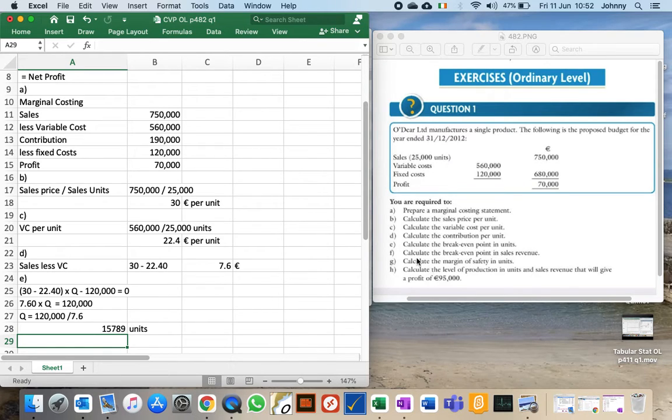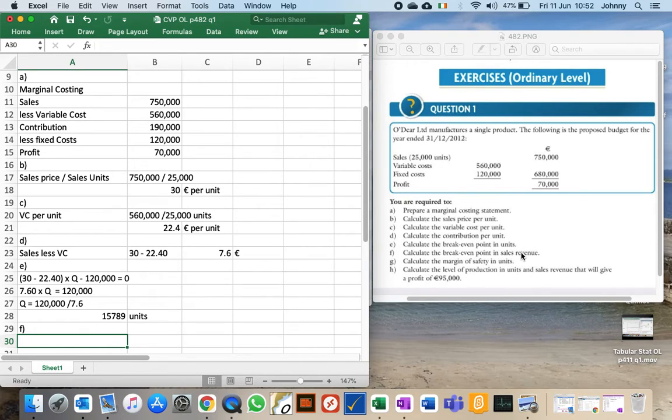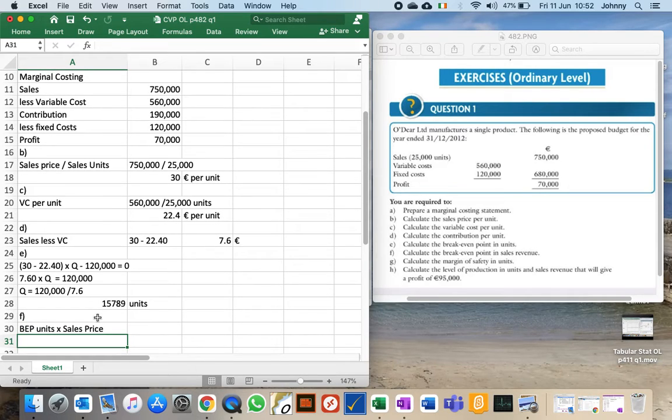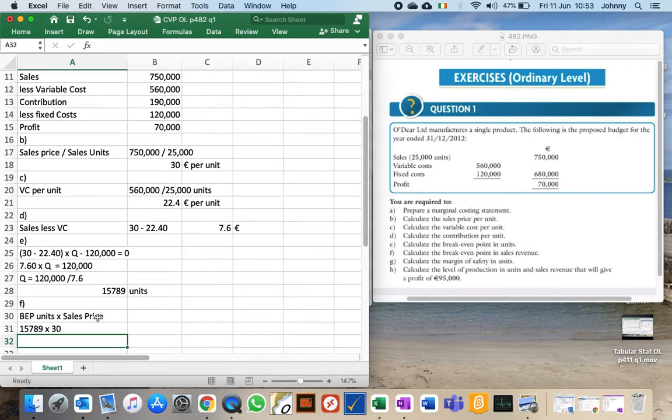So now it asks you for F, it asks you to work out what's the break-even point in sales revenue. So how much money would we need to take into our till to be able to break even? So this is the number of units we have to sell. Now we need to turn that into the amount of money. So break-even point in units, we'll multiply that by our sales price, and that will give us the break-even point in money terms. So we have 15,789 units multiplied by €30 sales price.